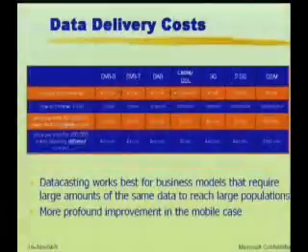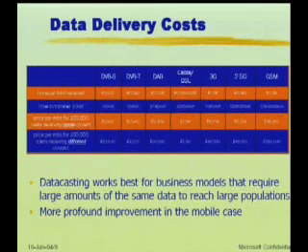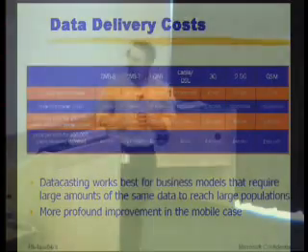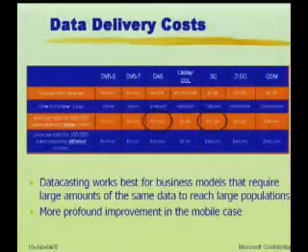And here are some samples of the costs. I don't know exactly what period these were amortized over, but the most interesting numbers, I think, are in the mobile space, where you see that if you want to send 100,000 users the same content on a per megabit basis, it's much, much cheaper to do it datacasting over DAB than it would be to do it using 3G.